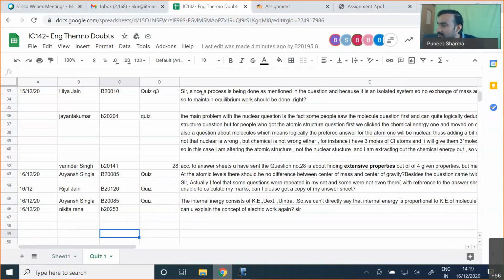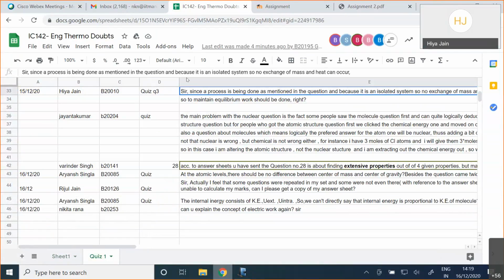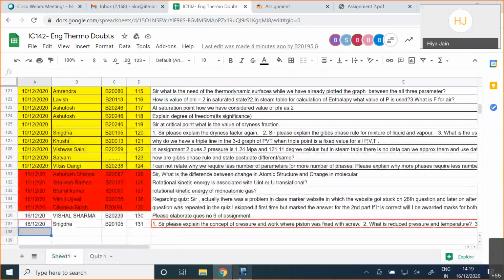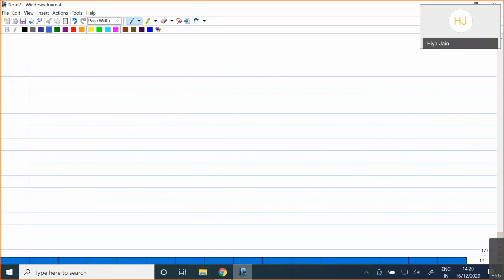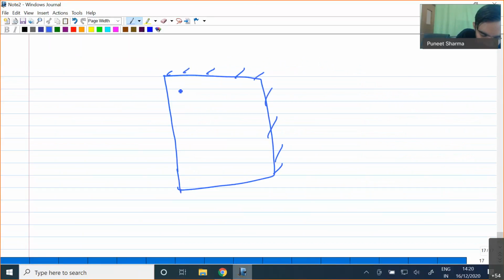The question I wrote was trying to say, sir, that as mentioned in the question, there was some process occurring, and because it was an isolated system, mass transfer and heat transfer cannot occur. So there is a possibility that to maintain the equilibrium after the process, some work will have to be done. And in the question, it was written that no work will be done. So I had a doubt regarding that. No, it may happen.